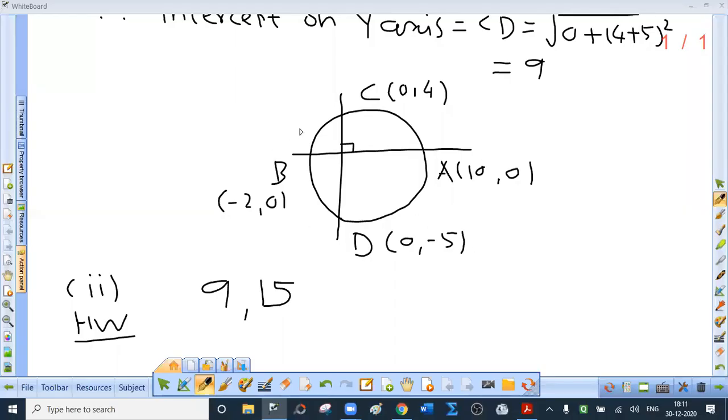Actually, this is not required in the exam, but if possible, try to draw a rough sketch. Of course, it is not up to scale, but still. Okay. The second is for homework. Answers 9 and 15.